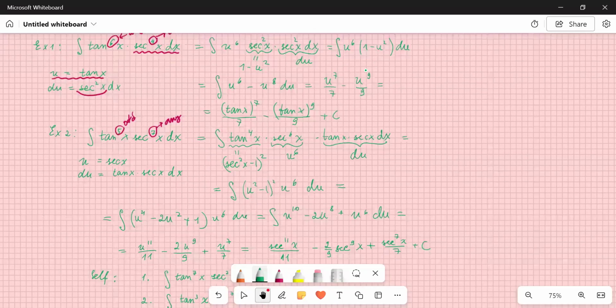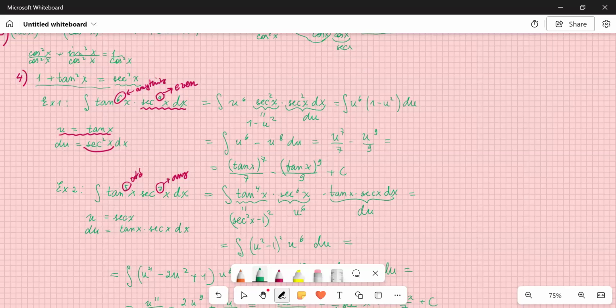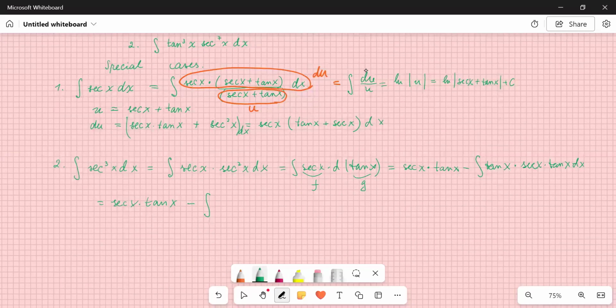Tangent squared, using the Pythagorean identity, is equal to secant squared minus 1. We already know it. Secant squared minus 1, multiplied by secant of x dx. And one more time, you guys are going to see where I go. Tangent of x minus, if I open parentheses, I'm going to have the integral of secant squared, and one more, secant cubed dx, right? I'm splitting one integral into two. Minus becomes plus the integral of secant of x dx.